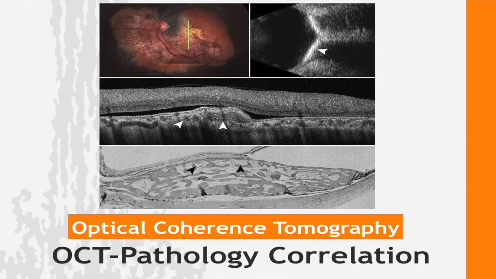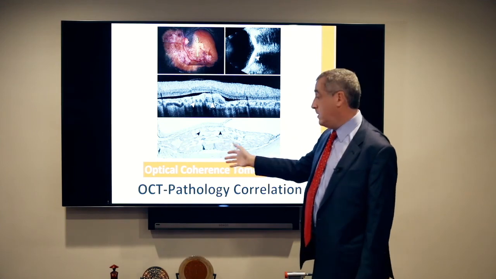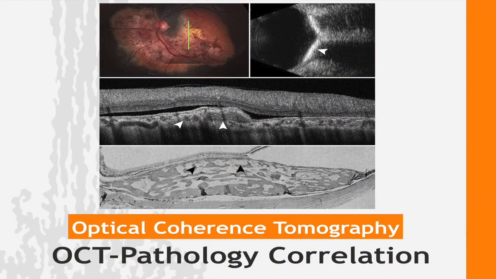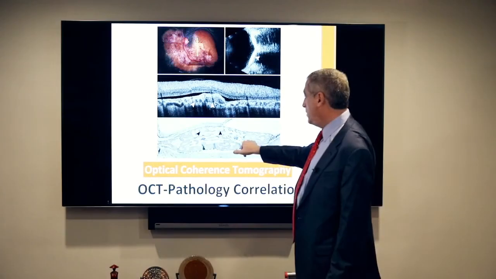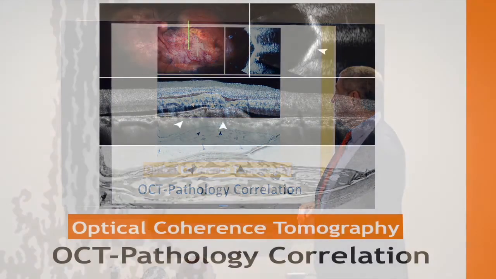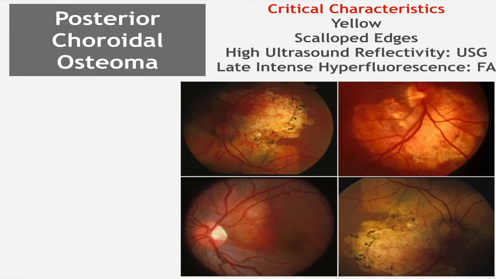This was really fascinating. What Dr. Freitan did was he got hold of a picture of histopathology of choroidal osteoma from Donald Gass's work and compared it to what we saw on the OCT. And here you can see the lacunae within the bone on the pathology, and you can see the lacunae within the bone beneath the retina. And that is another finding that's helpful to distinguish osteomas from other tumors. So critical characteristics include that they're yellow, scalloped edges, high internal reflectivity, late intense hyperfluorescence on fluorescein angiography.